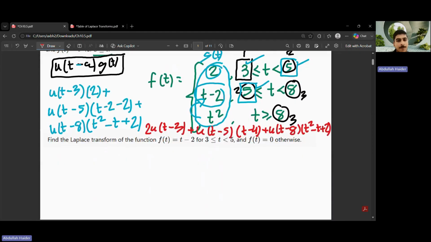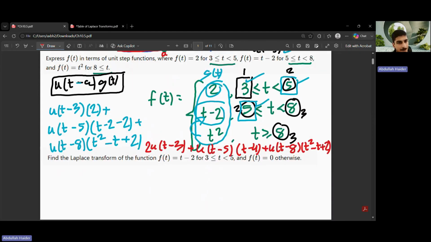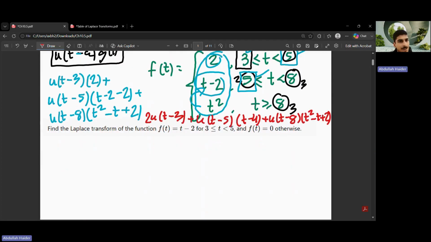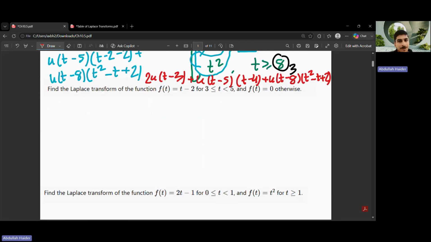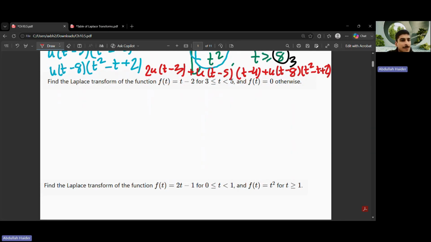Now this is basically the best way to find an expression of the unit step function. Other ways, to be honest, if you look at ChatGPT, if you follow your prof, I'm sure you'll be a bit confused, but there's nothing to be worried about. And we will be testing our knowledge again on this question. So find the Laplace transform of the function f of t equals t minus 2 for this interval.